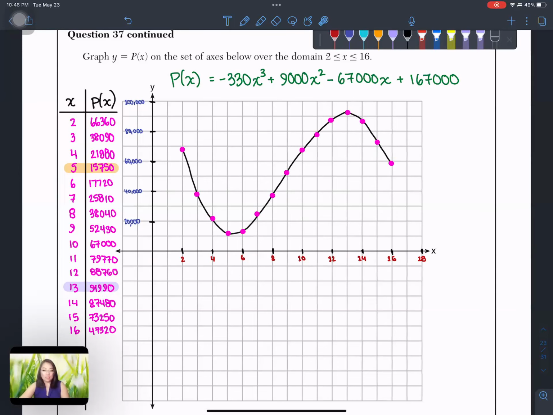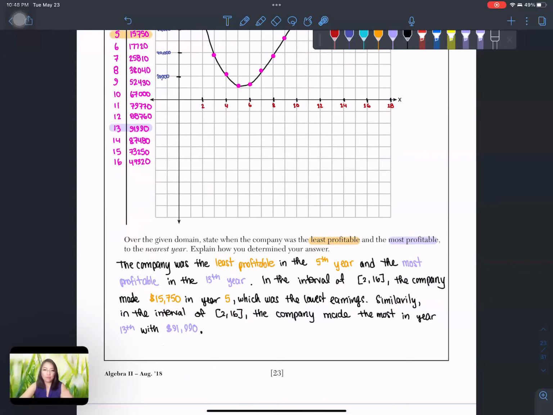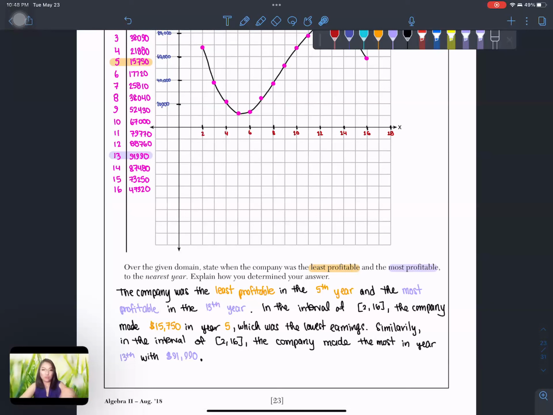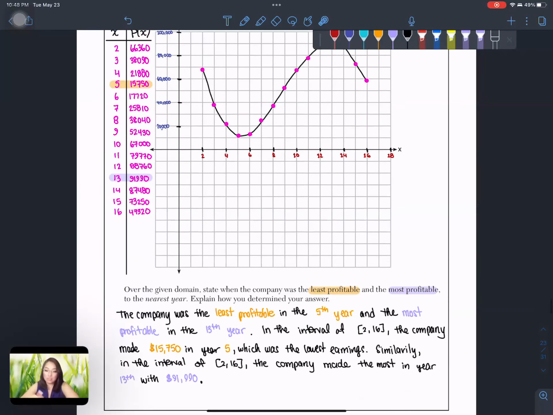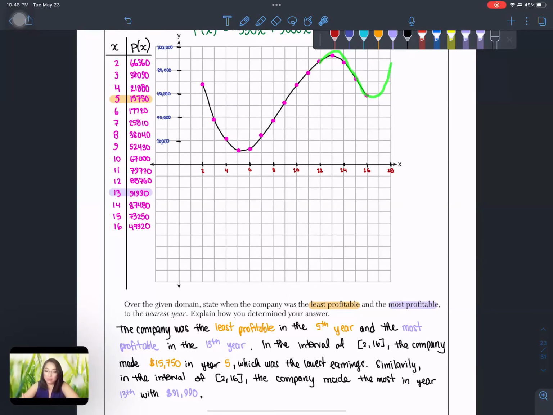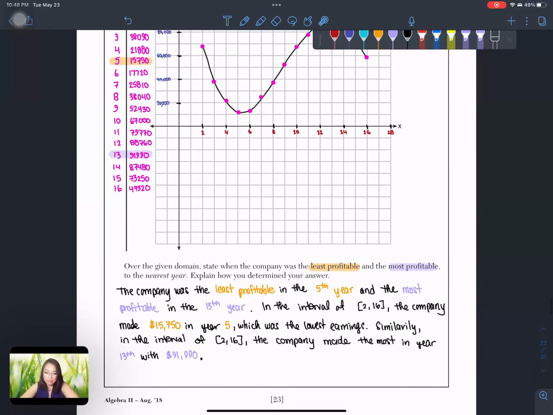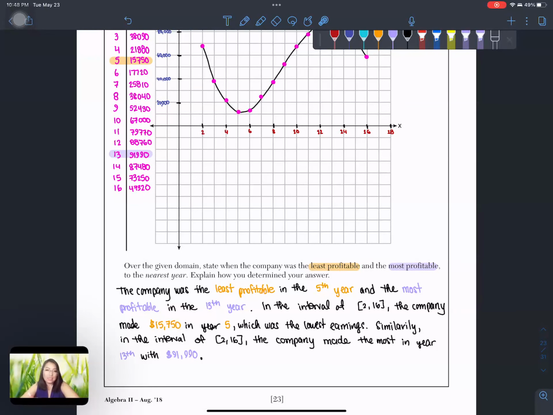You're going to use this to figure out the next part, which is the least profit and the most profit. I know why they asked this question, because it's a really good question. Most businesses look at a trend and see what year they made the most and what year they didn't, and why. But here that's not what they're asking. They're just asking what year had the least profit, which is the 5th year, because it has the lowest amount. And the most is the 13th year, because it has the highest outcome, and that's it.